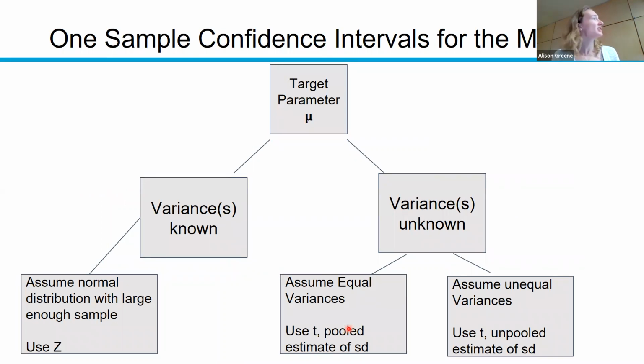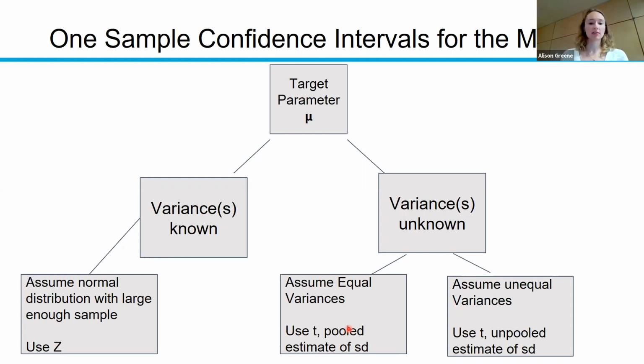Now, lastly, I hope these sort of diagrams can help bring this all together a little bit. If you want to do a one sample confidence interval for the mean, you know your target parameter is mu. You want to capture that somehow. The first thing you need to figure out is, do you know the true population variance or not? If you do, and you have a large enough sample size, again, by some rule 30, some other rules say it's more or less, you can assume a normal distribution with a large enough sample and use Z.